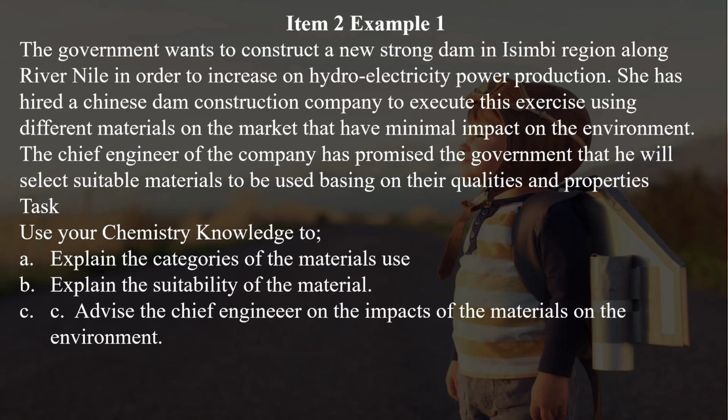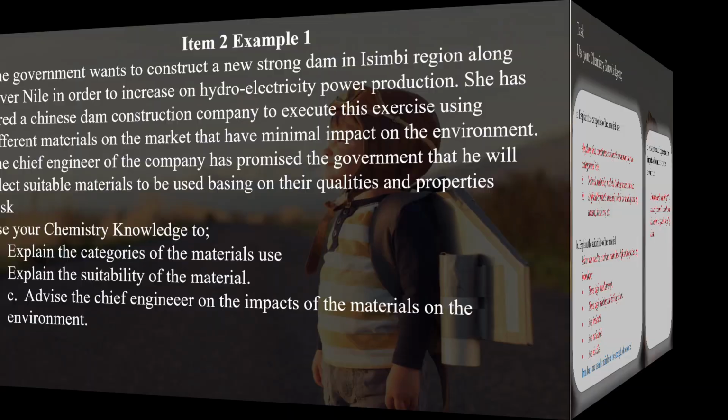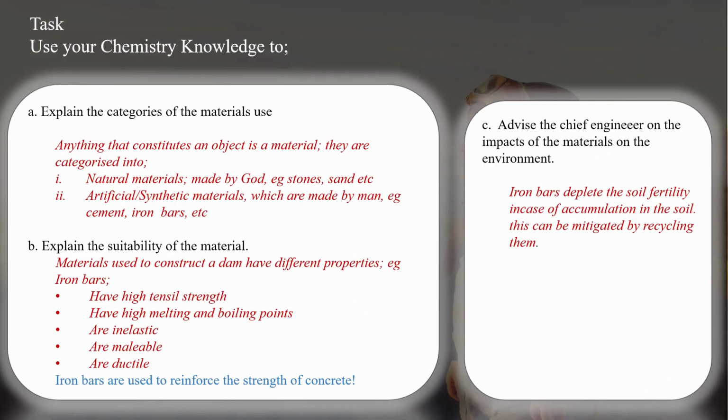The chief engineer of the company has promised the government that he will select suitable materials based on their qualities and properties. As a chemistry student, use your chemistry knowledge to explain the categories of the materials used, explain the suitability of the materials, and advise the chief engineer on the impact of the material on the environment. Here we go. We first categorize these materials.